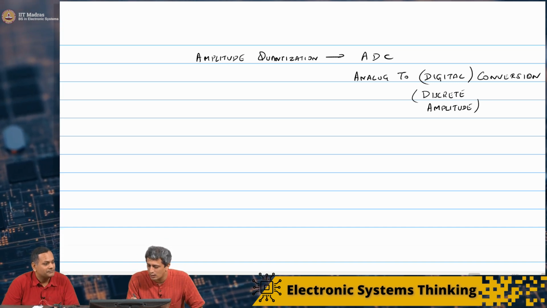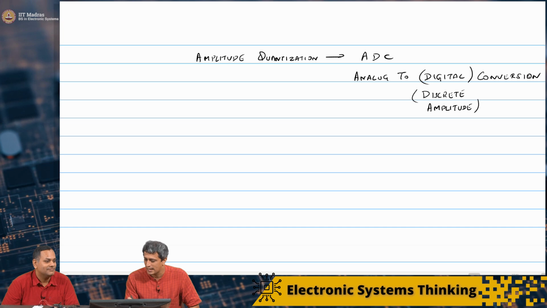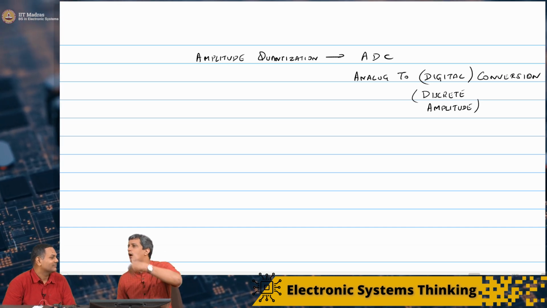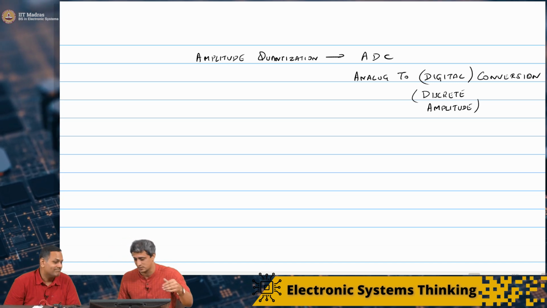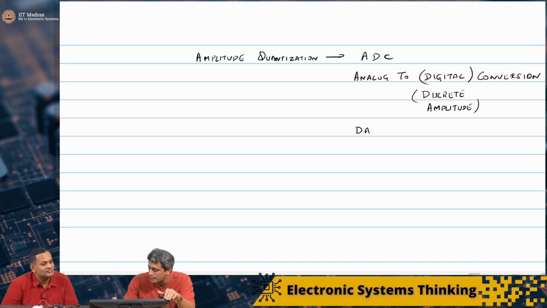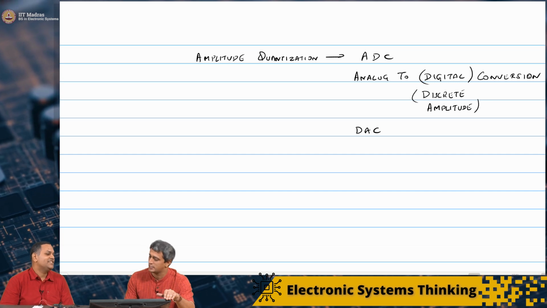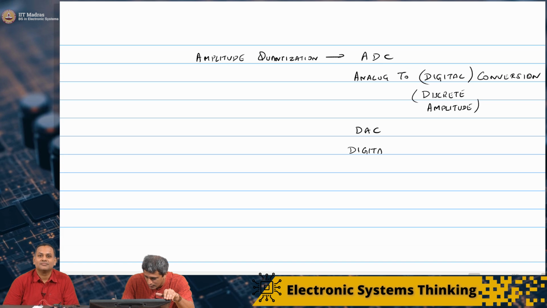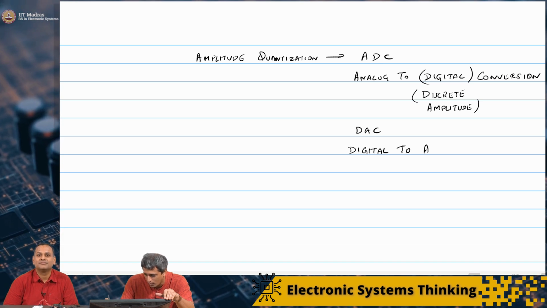Likewise, the opposite of this, taking the amplitude quantized value and pumping it out back as real world voltages, is called DAC. Digital to analog conversion. Exactly, right? So this is digital to analog.